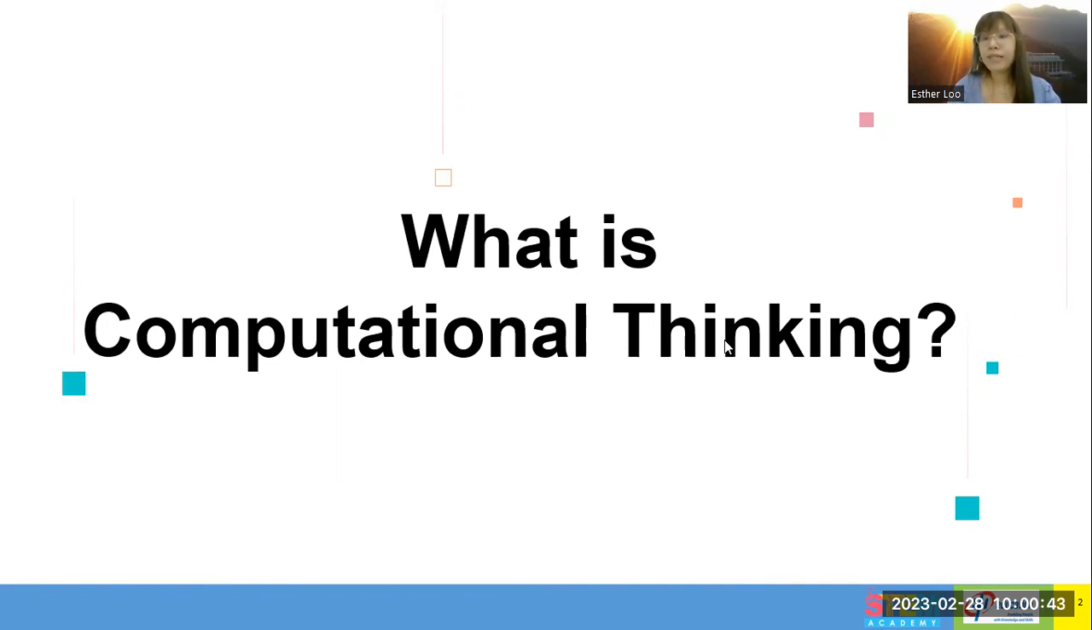So, what are some activities that you use for computational thinking? Some examples that you may already be using. Maybe this morning, when you woke up, you tried to think, what is the faster route I can go to school? You already started the planning, right? Yeah, that's part of computational thinking.